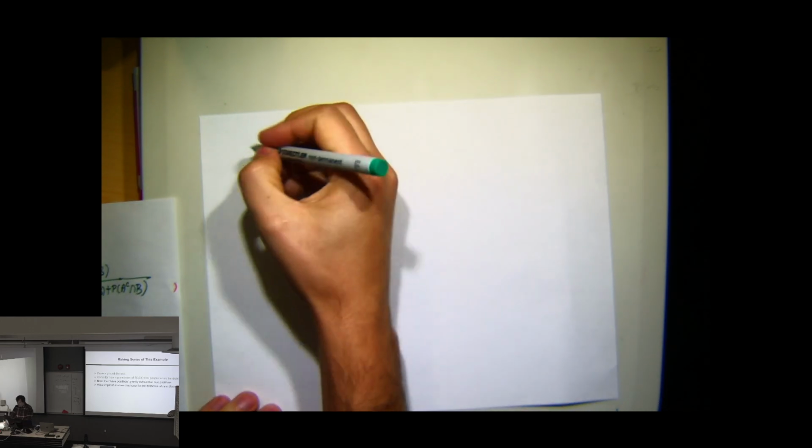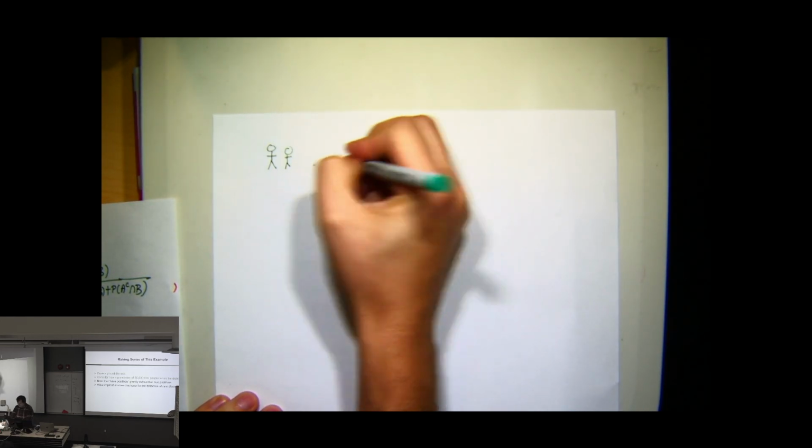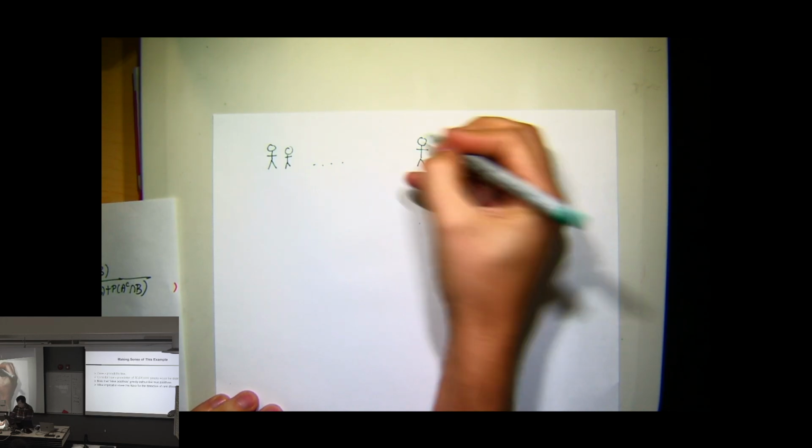We got 1,000 people. Okay, here's person number 1, person number 2, all the way up to 1,000. They all take the test. Wait, we gotta zoom in a bit.